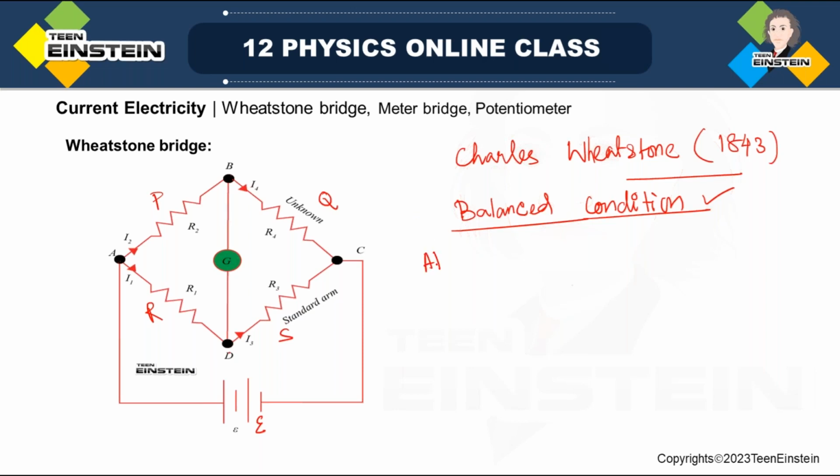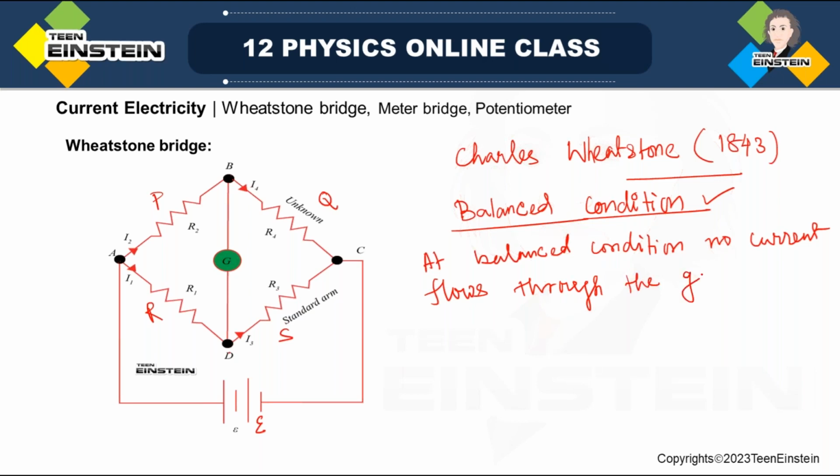At balanced condition, no current flows through the galvanometer. No current flows through the galvanometer. So this is actually the balanced condition.